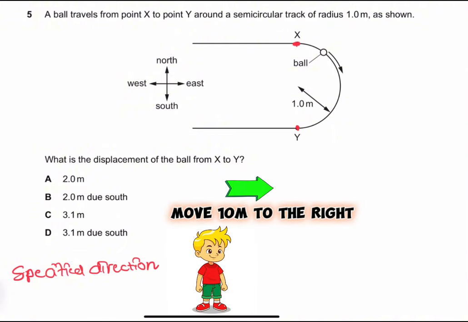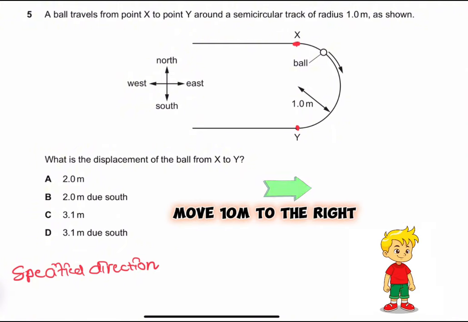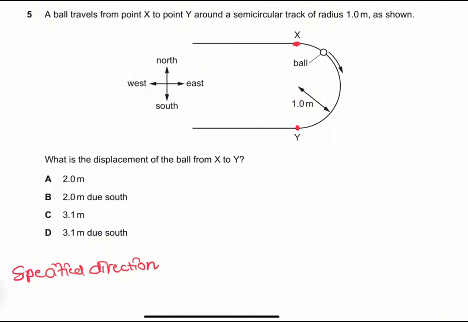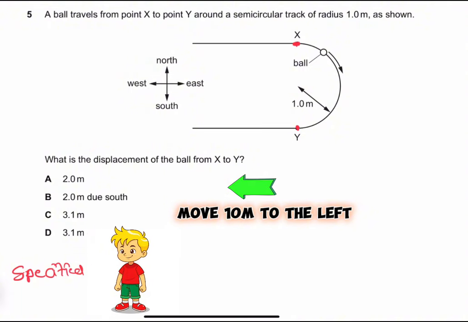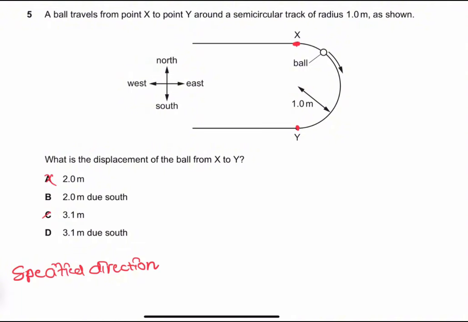If I were to tell you to move 10 meters to the right, that's my displacement. You're going to move 10 meters to the right. If I tell you 10 meters to the left, you're going to move to the left. So I need direction. It can't be A or C, because they don't have direction. But it has to be the shortest path. Here, from X to Y this way is the distance, and from X to Y this way is the displacement.